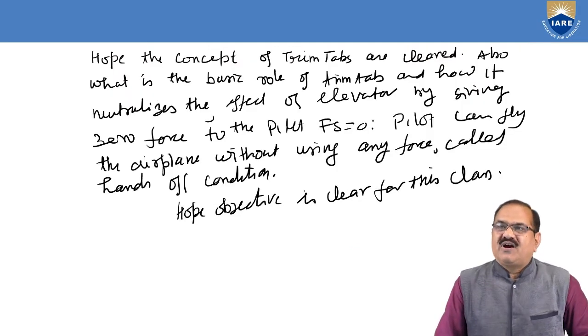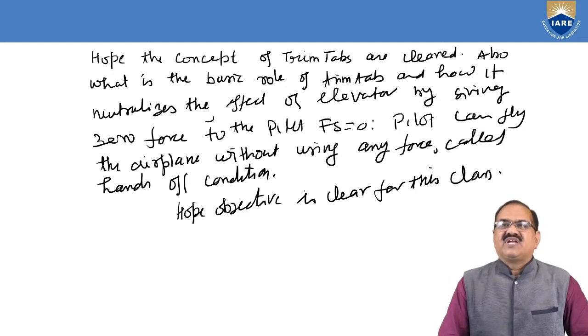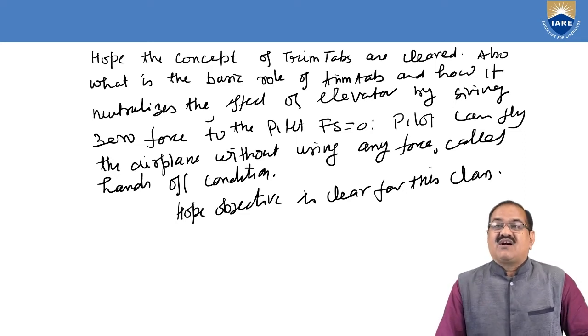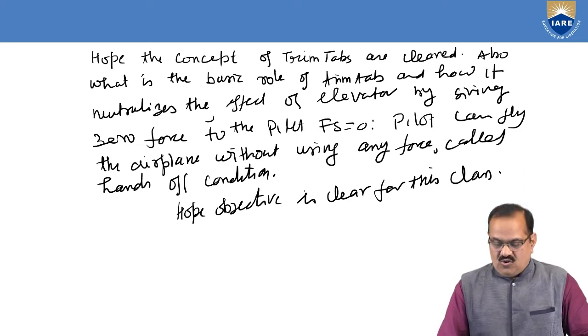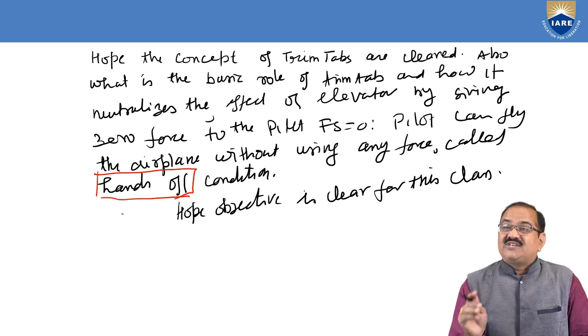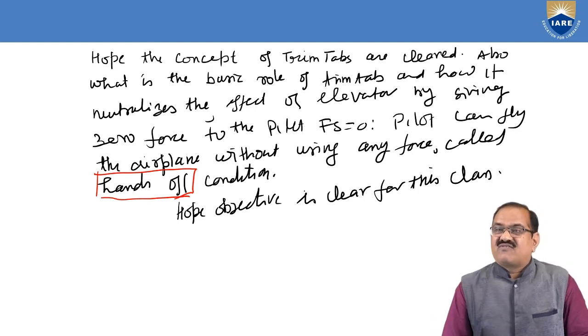Okay, so that is the purpose. Hope the concept of trim tabs is clear. Also, what is the basic role of the trim tab and how it neutralizes the effect of the elevator by giving zero force to the pilot, that is Fs is equal to 0. The pilot can fly the airplane without using any force, called the hands off condition. That is the objective, that the pilot should be able to fly in hands off condition.